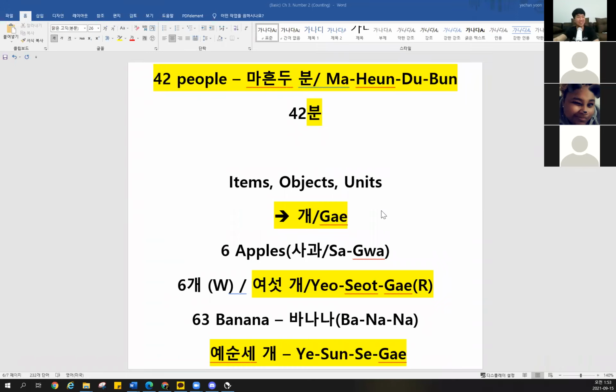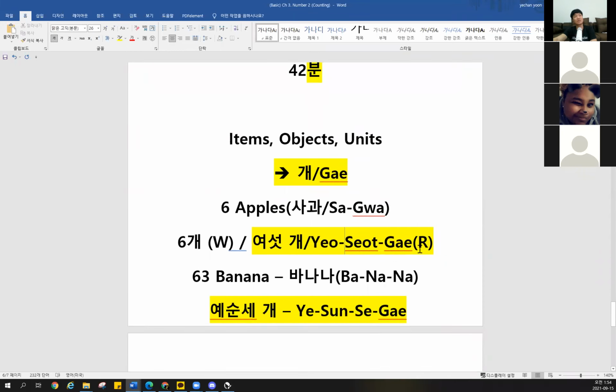All right, fighting. So this is the example, guys. 6 apples. Apple, you can say 사과. So 사과 number 6. So 6 is going to be what? 여섯. And what is the counting word? 개. So 사과 6개.